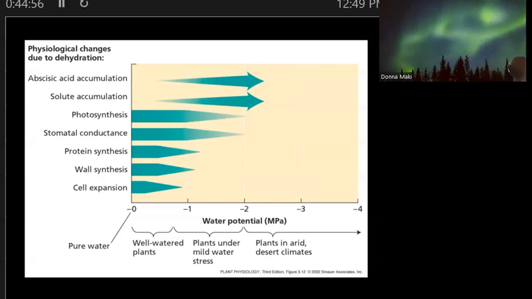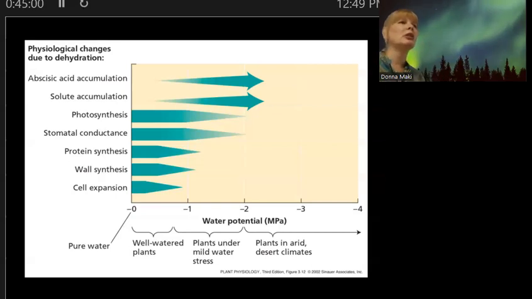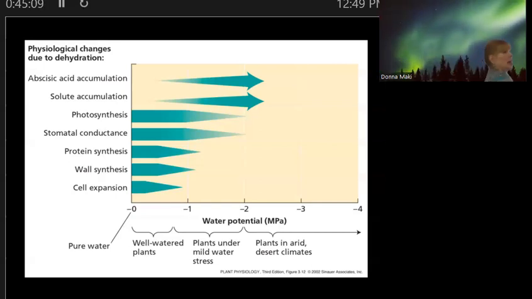Here you see photosynthesis crashing with stressed plants, water potential getting more negative. Well, that's a big deal, obviously. If you're trying to grow a crop for a livelihood, you don't want photosynthesis to tank in the middle of the day. And so it has a huge impact on photosynthetic rates.